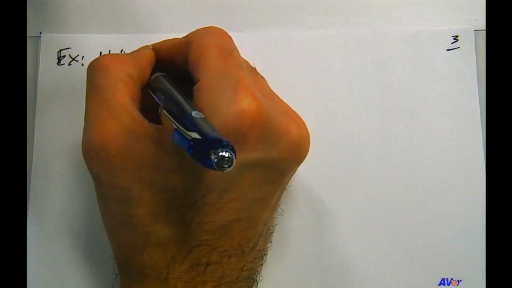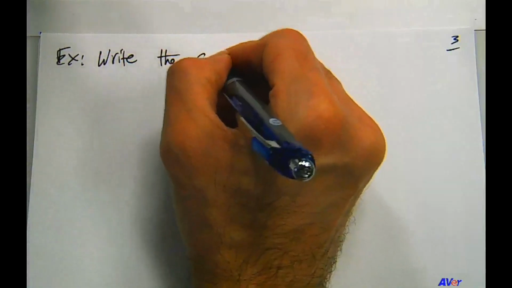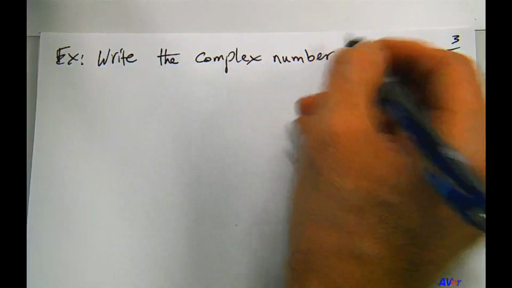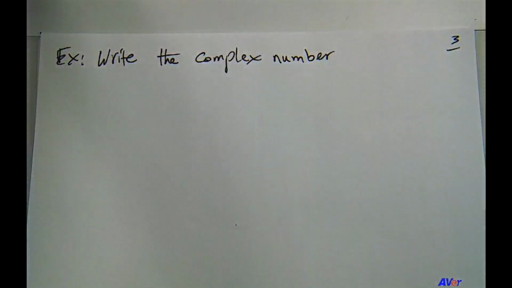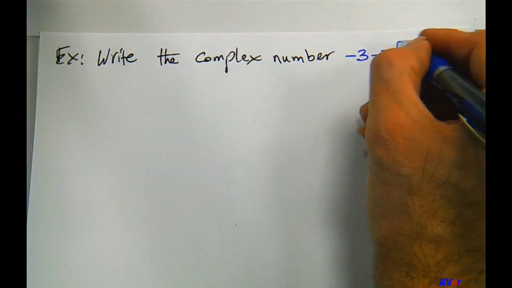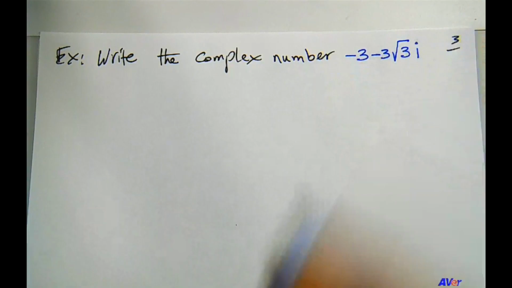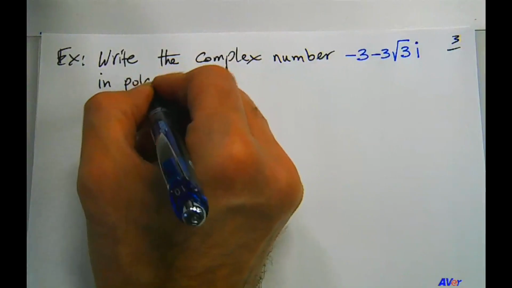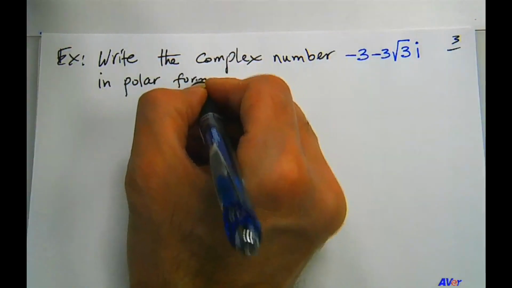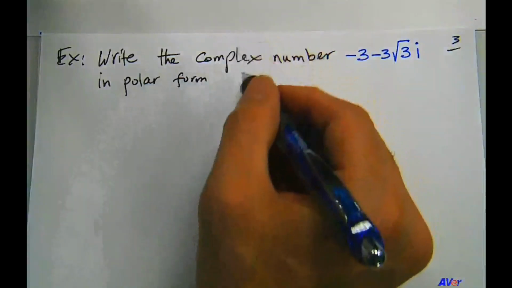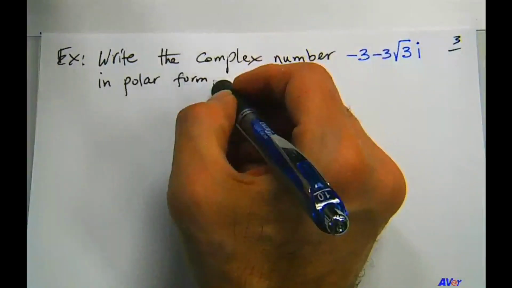Suppose in this example we want to write the complex number minus 3 square root of 3i in polar form. Right now it's just in the form of a basic complex number. We want to convert this to polar form.